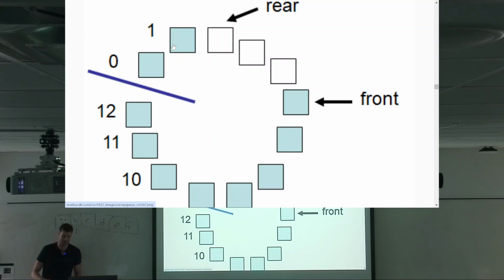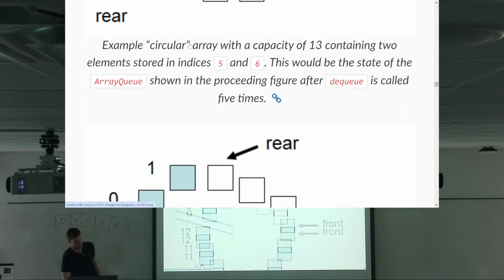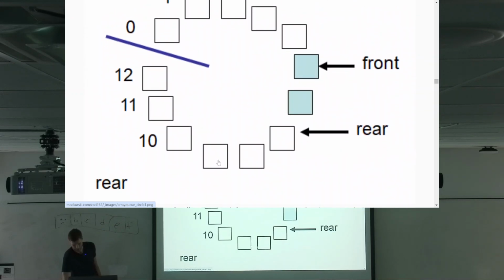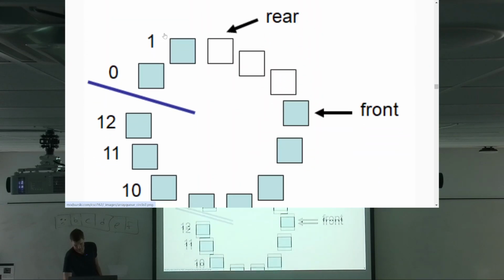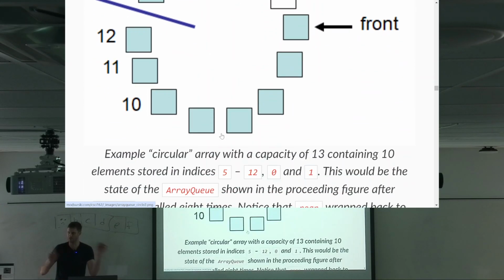So it was 7 enqueues, 5 dequeues, followed by 1, 2, 3, 4, 5, 6, 7, 8 more. So it was 7, 5 dequeues, and then 8 more enqueues. And this is where we are, right?